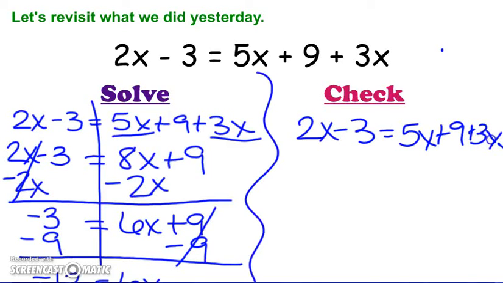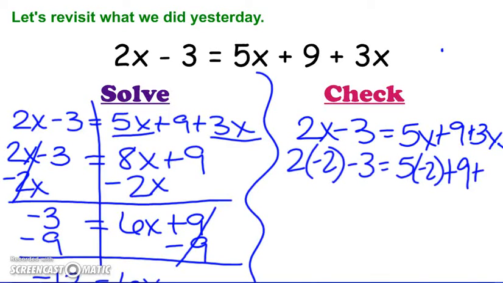So 2 times negative 2 minus 3 equals 5 times negative 2 plus 9 plus 3 times negative 2. And now you just do the math. 2 times negative 2 is negative 4. Minus 3 is going to be minus 7 equals 5 times negative 2 is negative 10, plus 9 is negative 1, plus 3 is positive 2.